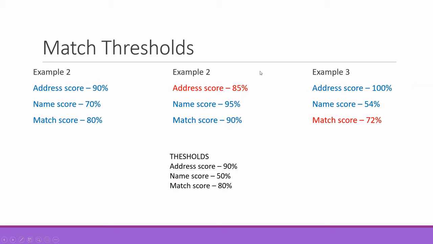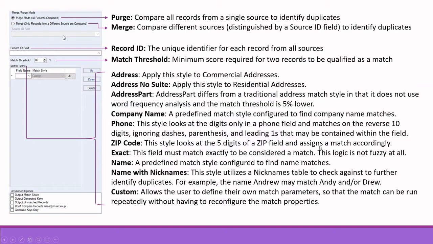Therefore, it fails. And similarly, for example 3, we can see that both of our match fields have hit their criteria, so we get 100% and 54%, but the average of these gives 72%, which is lower than the 80% threshold required for a valid pair. So that's just a bit of how the match thresholds work.